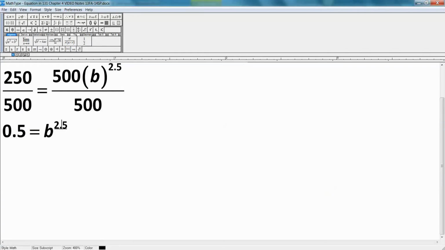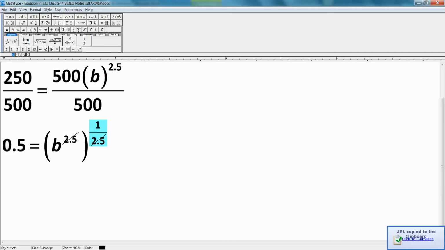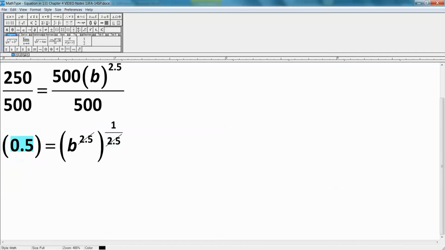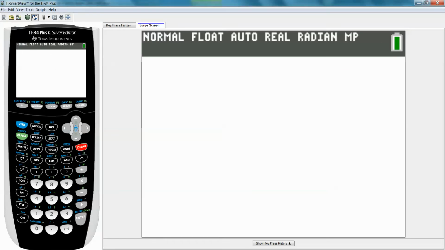And then remember what you learned from chapter 4.1, excuse me, I believe it's 4.2. If you want to get rid of this power, what you can do is raise both sides to the 1 over that value, because then they're going to divide away. 2.5 times 1 over 2.5 cancels, right? It divides to 1. But of course, if you're going to do that to the right-hand side, you have to do it to the left-hand side. So over here, I have to raise this to the 1 over 2.5. Okay, well, that's just some number with my calculator. I just need to find it. So B is approximately, and let's go grab a calculator. So I'm going to take 0.5, I'm going to raise it to the 1 divided by 2.5.